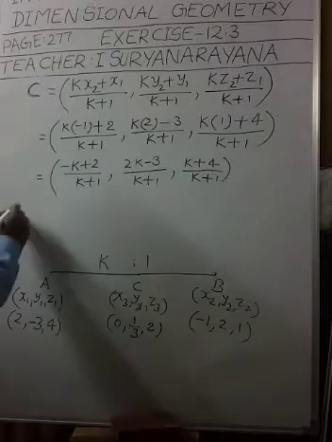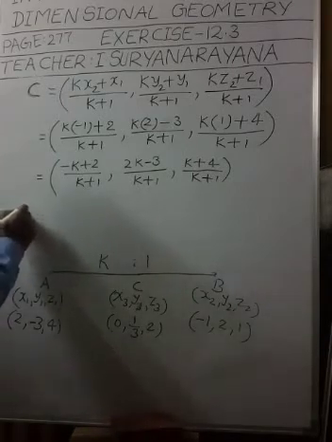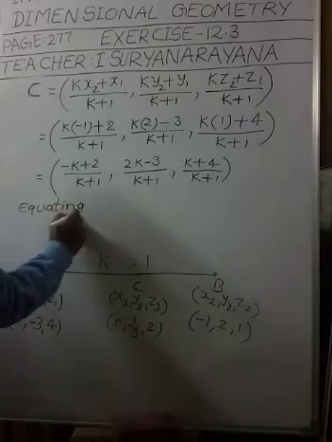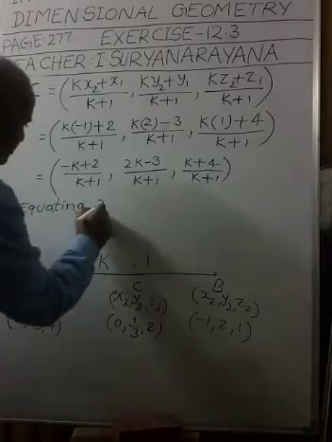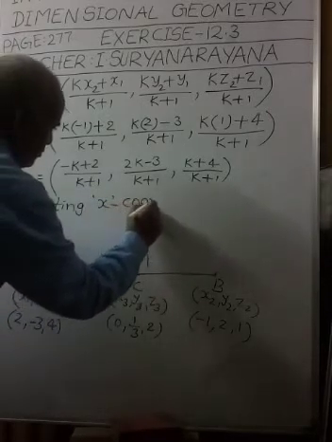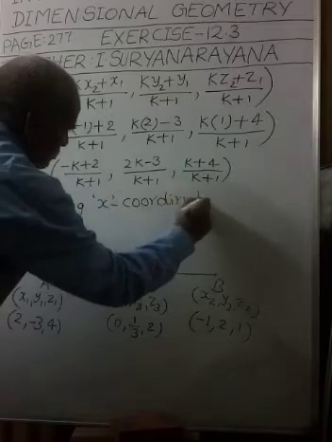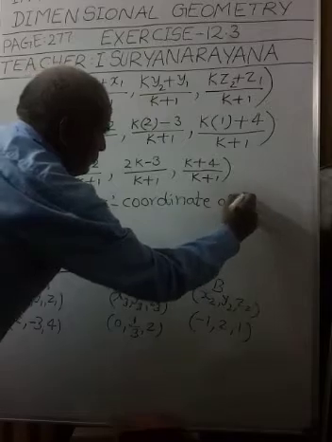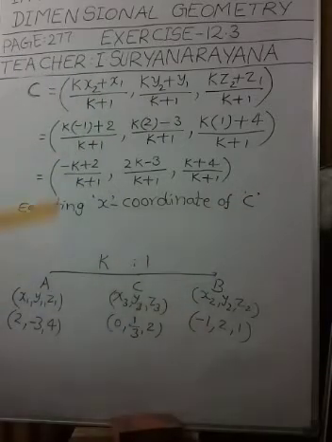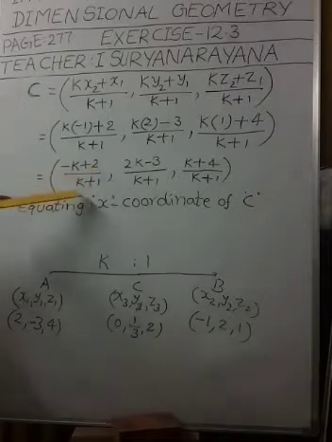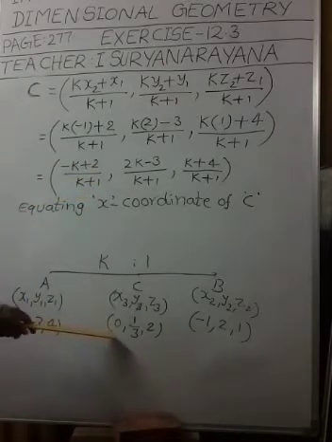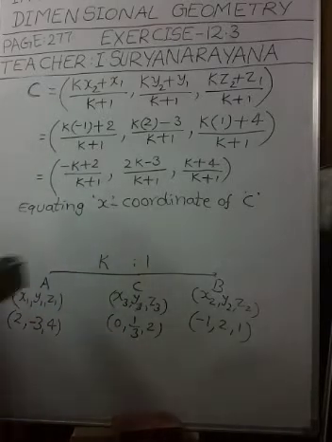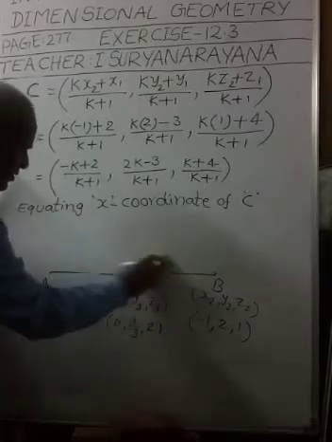So, equating the x coordinate of the point C. Here we got the x coordinate of the point C as minus k plus 2 by k plus 1. Actually, the numerical value of the x coordinate of point C is 0. So we equate these two quantities. Understood this step, my children? Right.